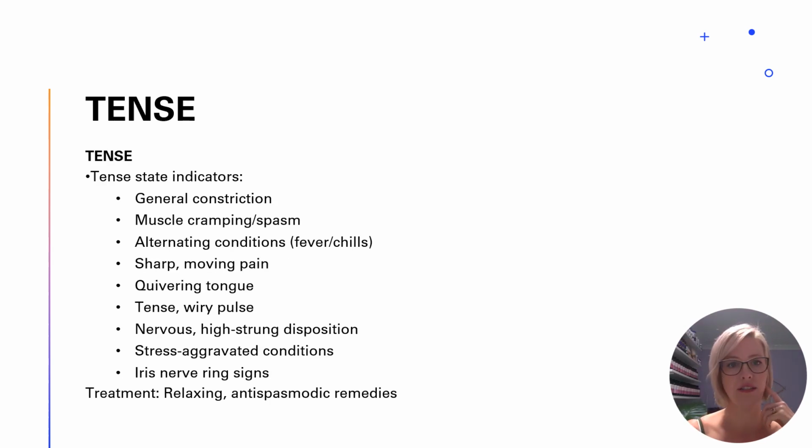Tense tissue state, general constriction, muscle cramping or spasm, alternating conditions between, say, fever and chills, sharp moving pain, quivering tongue, tense wiry pulse. They can be nervous and highly strung. Stress aggravated conditions we'll be seeing commonly. Iris nerve ring signs. So if you do iridology, you'll see those rings through the iris. I can't remember what they're called, but you know, they indicate a lot of tension and stress. Treatment, so relaxing antispasmodic remedies.